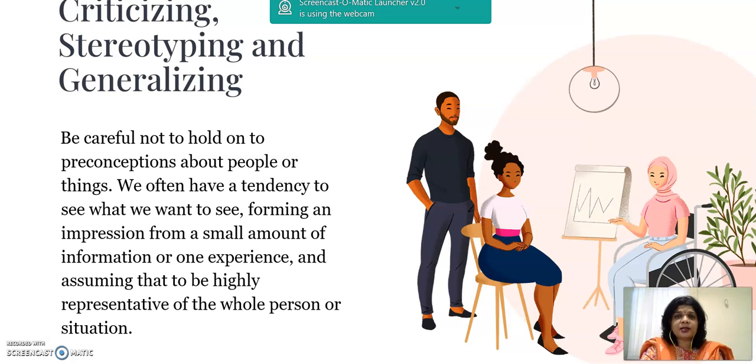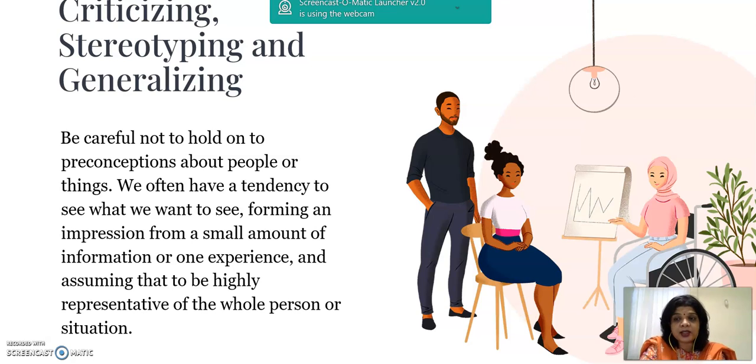Like, there are certain stereotypes, like people from Tamil Nadu or people from southern India, they are very strict. Okay, those who belong to Punjab, they eat a lot. So these are certain preconceived notions that do remain with us. We have to shed such kind of stereotyping or generalizing, because it creates hindrances in a proper way of communication, in the channel of communication.